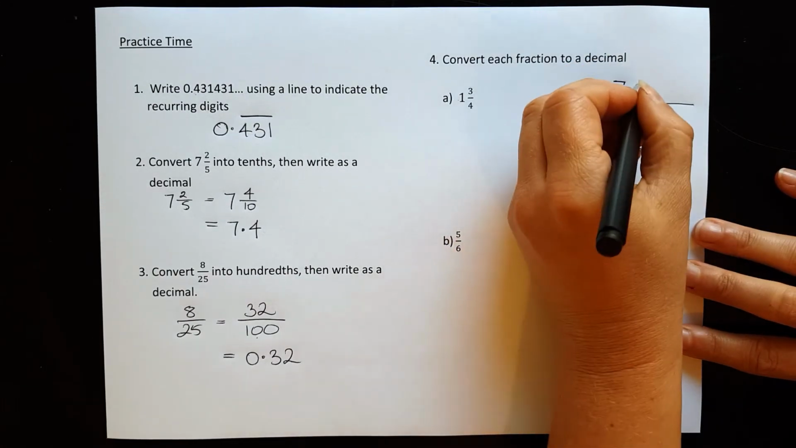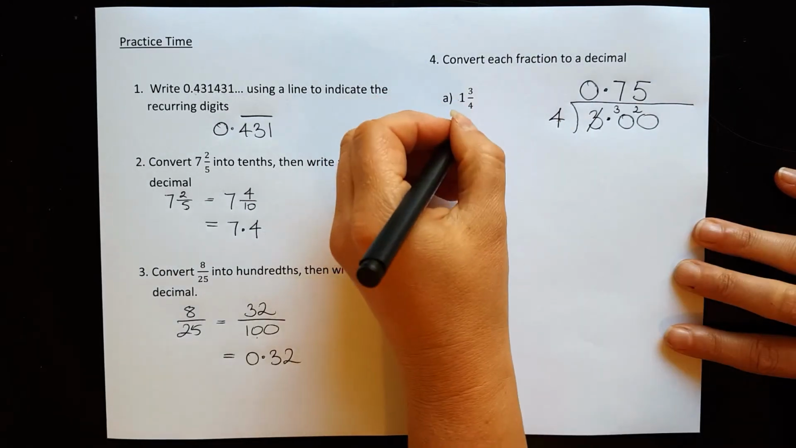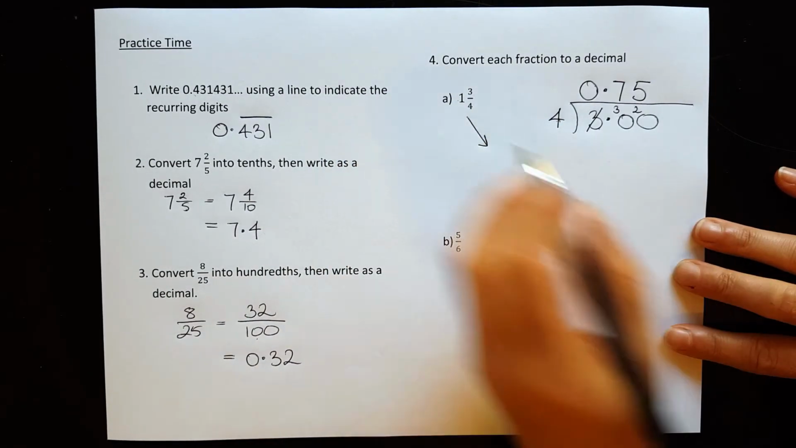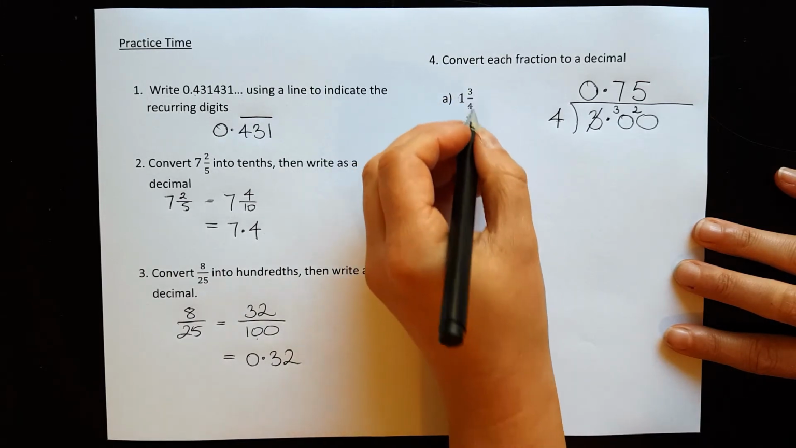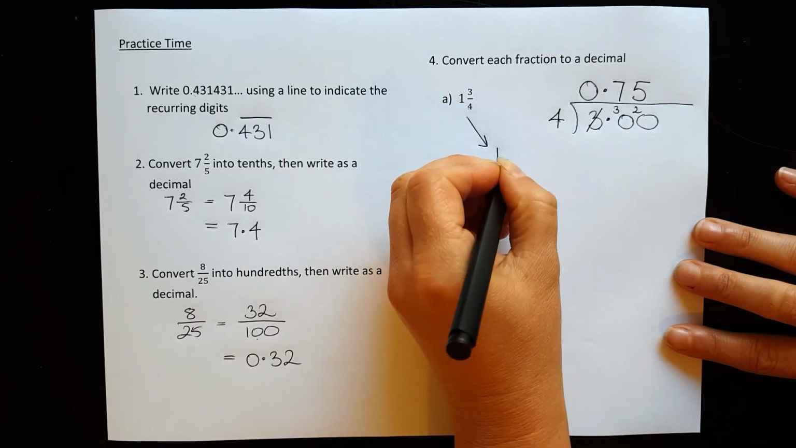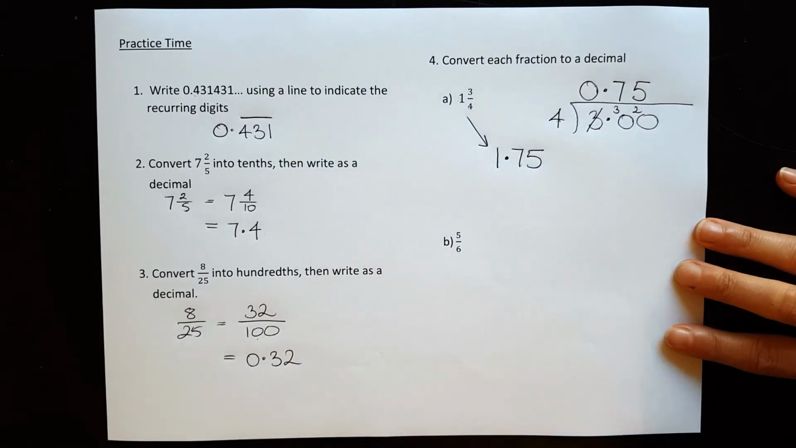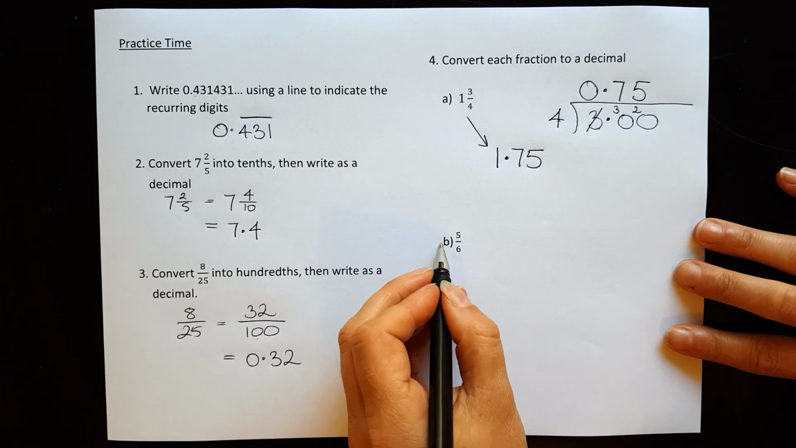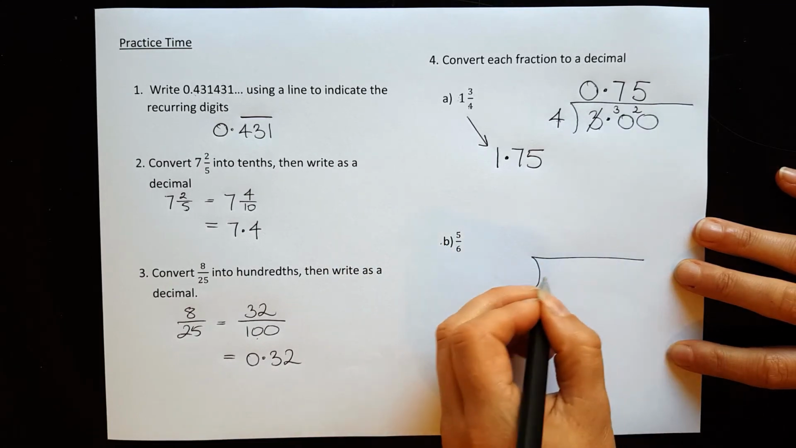20 divided by 4 goes exactly 5 times with no remainder. So 1 3/4 is going to be equal to 1.75. And part B, 5 over 6.